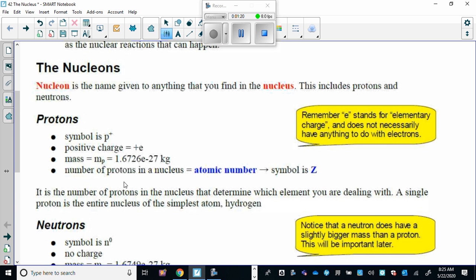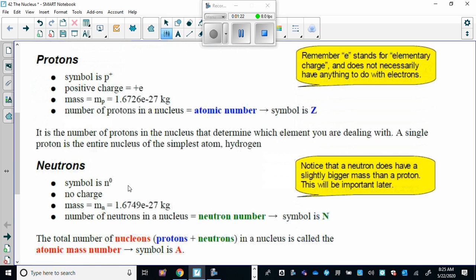Then we go through the symbols that we can use for protons and neutrons. P positive, because it has a positive charge, and that positive charge is the elementary charge. We know that the elementary charge is 1.6 times 10 to the negative 19 coulombs. That's the charge of an electron, and that's the charge of a proton. Just one is positive, one is negative. They cancel each other out to make it neutral if there's one of each.